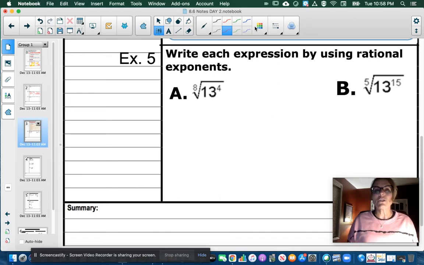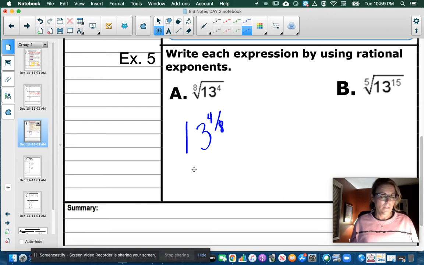Write each expression by using rational exponents. So now I'm going the other way. I'm starting with a radical and I'm changing it to rational. So the radicand is 13 raised to the 4 over 8. 13 raised to the 1/2.